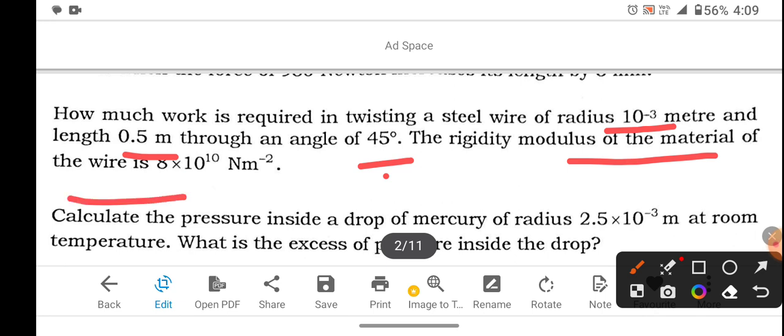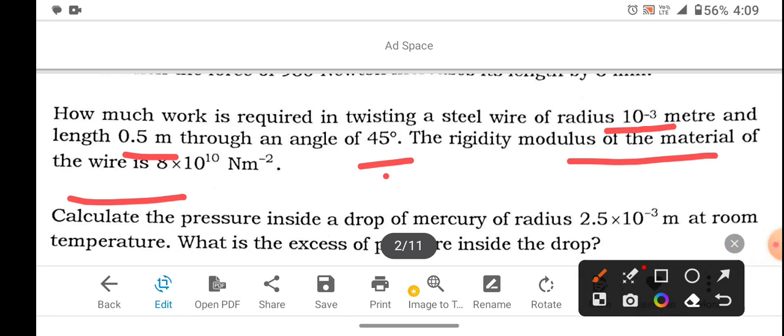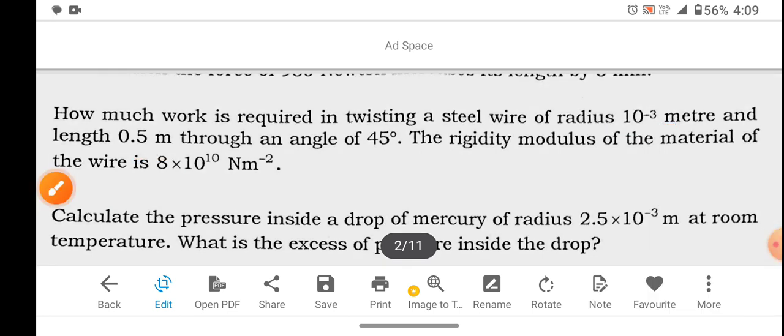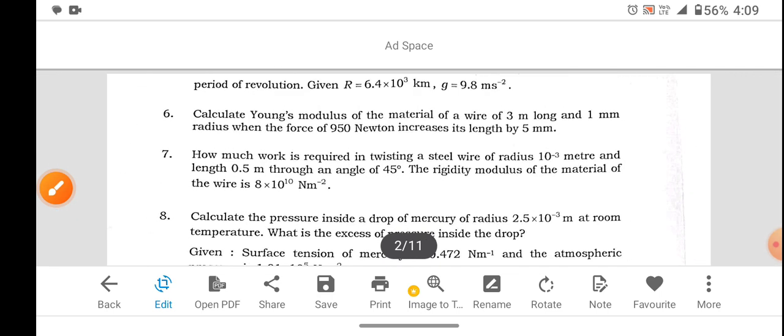The rigidity modulus is given, the length of the wire is given, the angle is given, and the radius of the steel wire is given. So calculate how much work is required for twisting. How can you twist it? How much work is applied to the wire? Let us see.